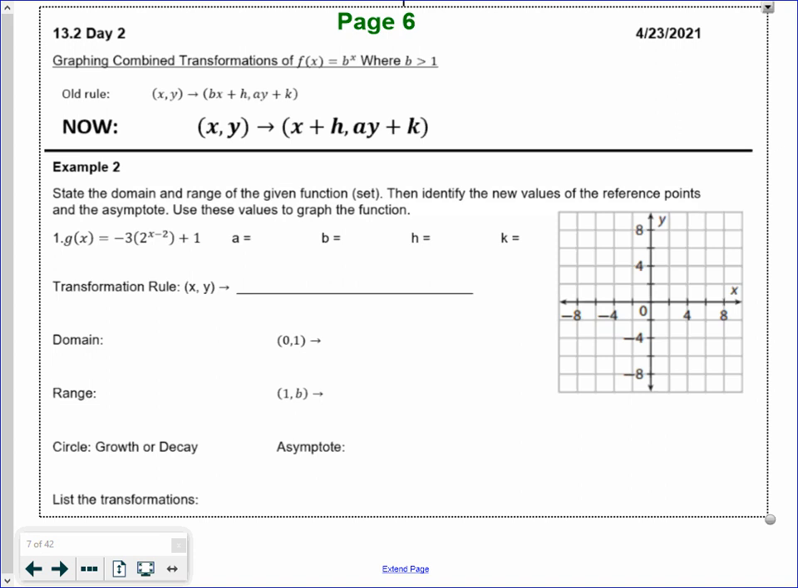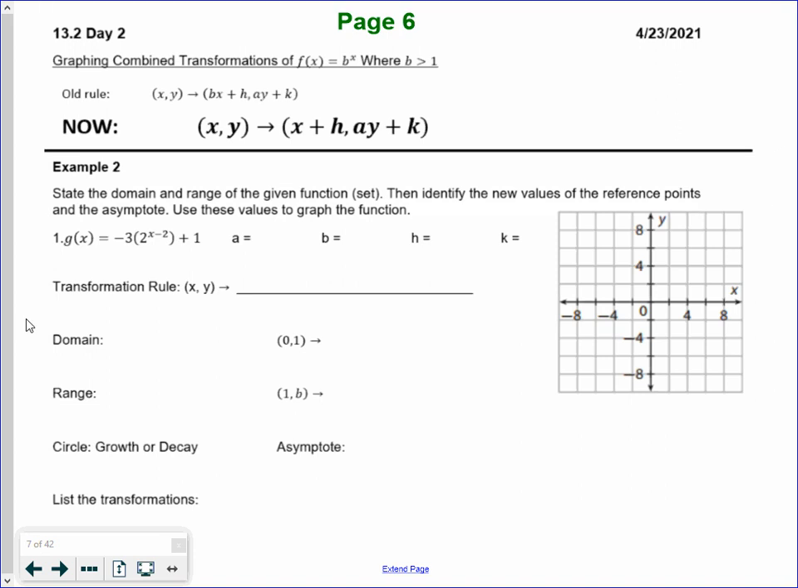How's it going, guys? Today in this video, we're going to be going over Module 13.2, Day 2, where we're going to continue talking about graphing exponential functions.